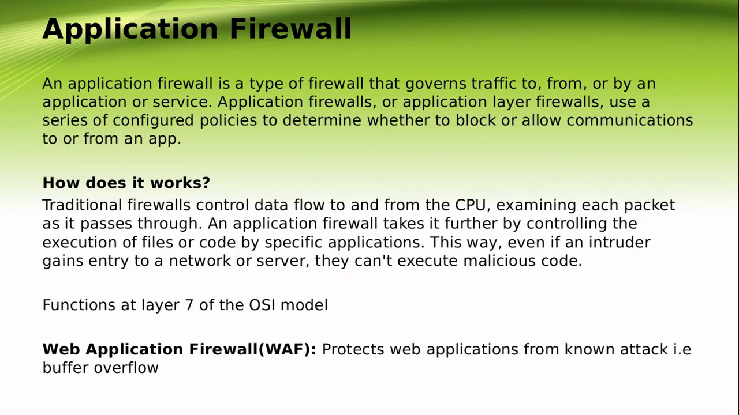Application firewalls. An application firewall is a type of firewall that governs traffic to, from, or by an application or service. Application firewalls, or application layer firewalls, use a series of configured policies to determine whether to block or allow communication to or from an app. How does it work? Traditional firewalls control data flow to and from the CPU, examining each packet as it passes through. An application firewall takes it further by controlling the execution of files or code by specific applications. This way, even if an intruder gains entry to a network or server, they cannot execute malicious code.